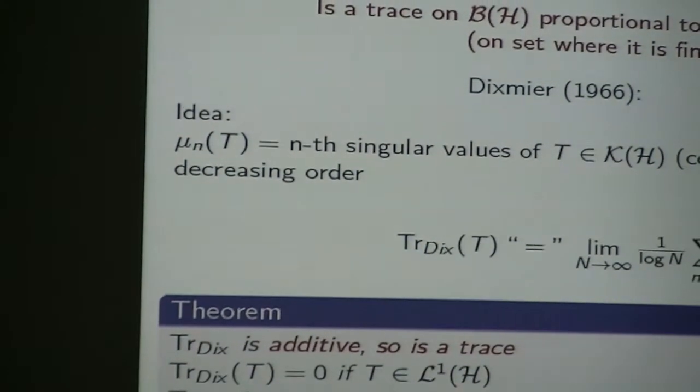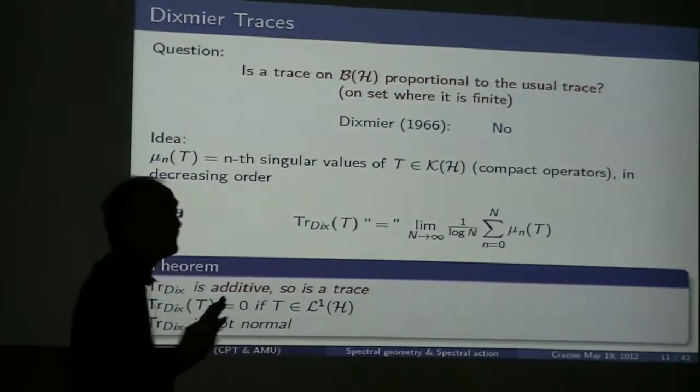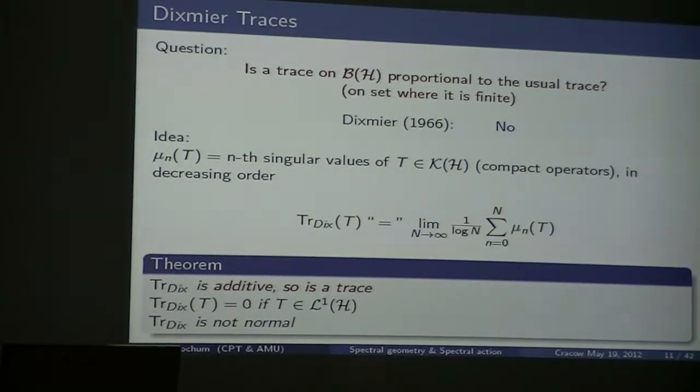Okay, so that's something, and now I'd like to speak about something which is totally different. I would like first of all to address the following question. When you know the bounded operators on some Hilbert space, you know what a trace is, and the question is: is a trace always proportional to the usual trace? Of course, on the set where it is finite. That's a natural question. And Dixmier answered in 1966: the answer is no.